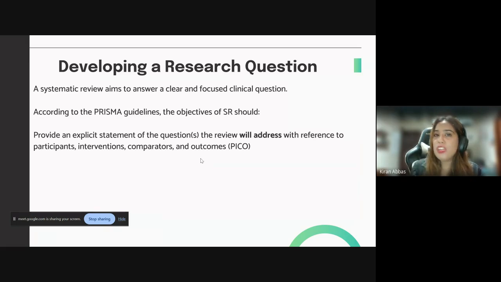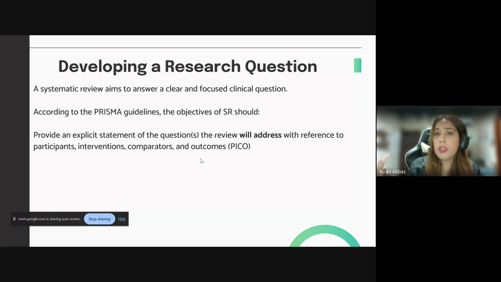So these are the things that you need to not miss out on. That's why we have the PRISMA guidelines, which make it easier for you to follow a very systematic way of conducting a systematic review. You can go and check the PRISMA website, and you will find a lot of PRISMA guidelines for systematic review and meta-analysis, for scoping review, right?